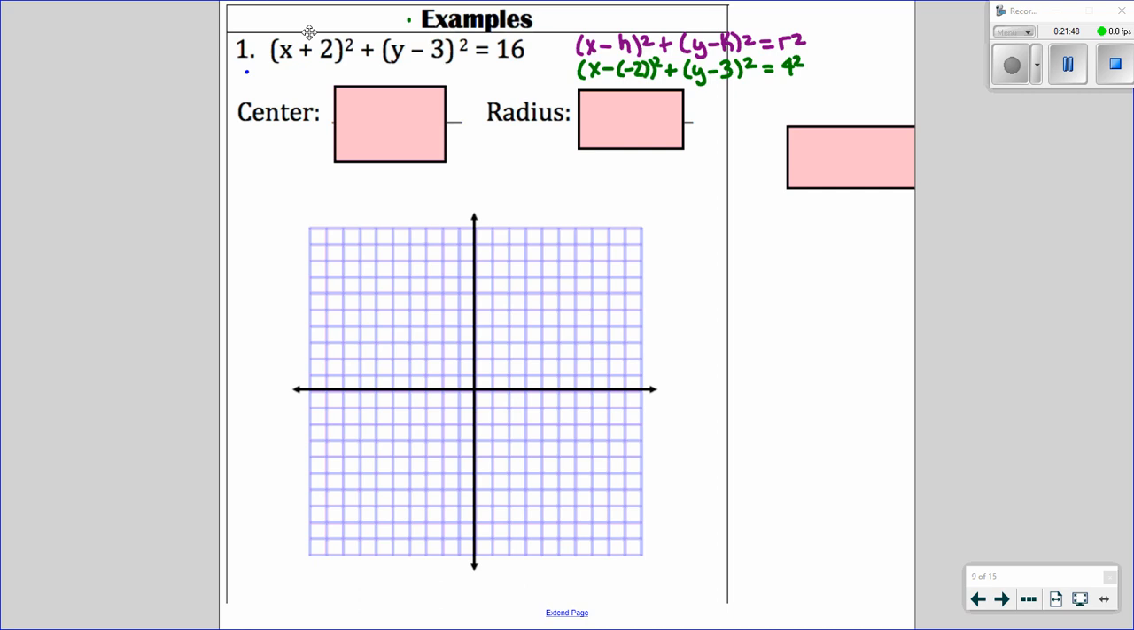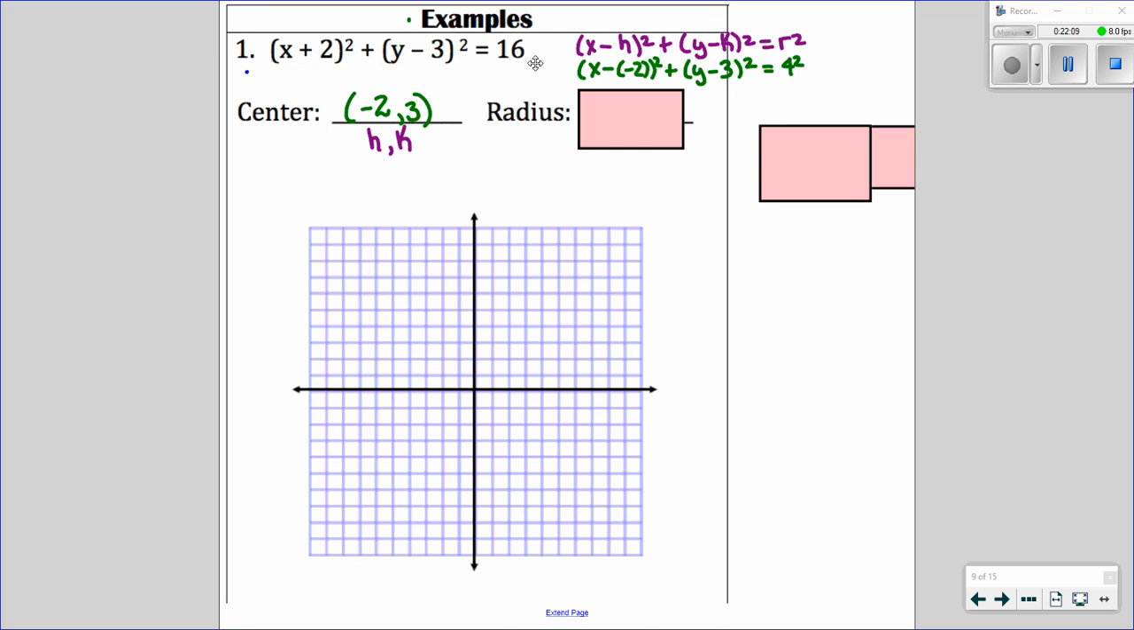So that means my h is going to be -2. And this one stayed in its standard form. There's a minus in front of it, so we just take the 3. So my center is (-2, 3), my (h, k). My radius, you do the square root of this.